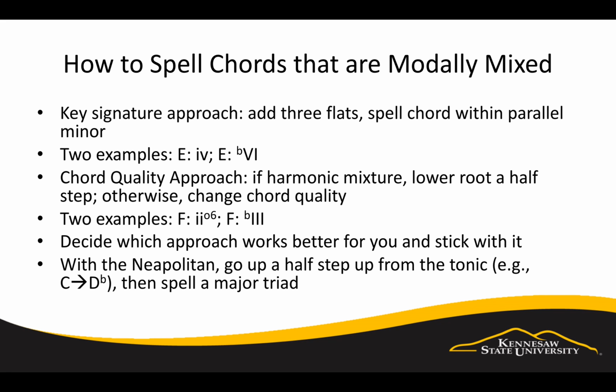With the Neapolitan, you can try going up a half step from the tonic. So let's say we're in C major. What's up a minor second from C? D flat, then spell a major triad: D flat, F, A flat. But you could also get the Neapolitan from C minor by starting off with a 2 chord, D, F, A flat, and then lower the D, the root, a single half step to D flat.